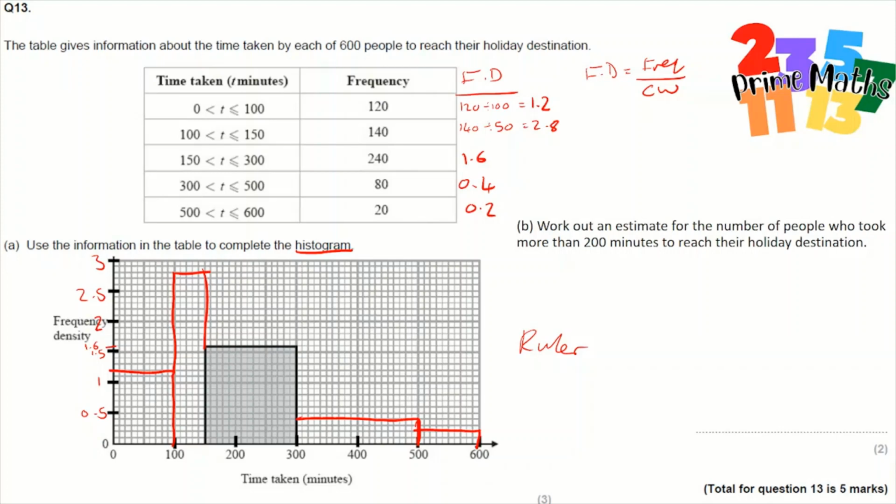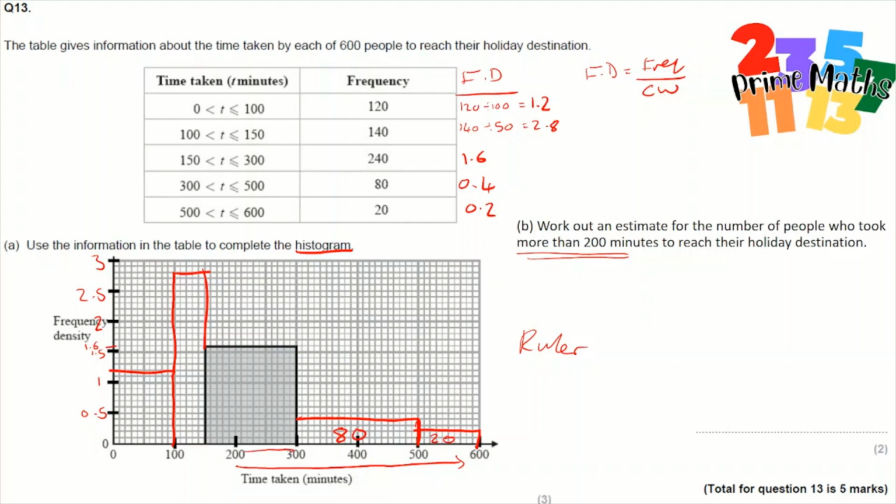Part B wants us to work out an estimate for the number of people who took more than 200 minutes to reach their holiday destination. More than 200 minutes is the area of everything from 200 onwards. We already know that the frequency for 300 to 500 is 80. We also know the frequency from 500 to 600 is 20. We just want to work out the frequency from 200 to 300.